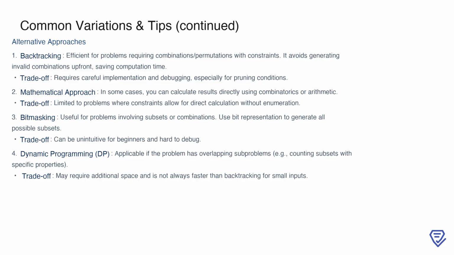Bit masking is another alternative that's particularly useful for problems involving subsets or combinations. By using bit representation, you can systematically generate all possible subsets. However, this approach can be unintuitive for beginners and may be difficult to debug. Lastly, dynamic programming is worth considering if the problem has overlapping subproblems, such as counting subsets with specific properties. While DP can be powerful, it may require additional space, and for smaller inputs, it might not always offer a significant speed advantage over backtracking. Understanding these tools and knowing when to apply each one is key to tackling a wide range of problems effectively.